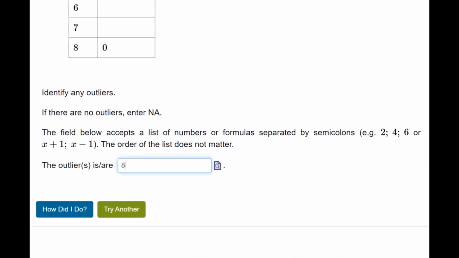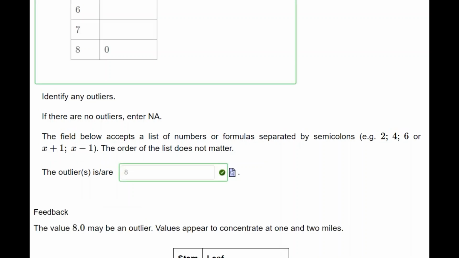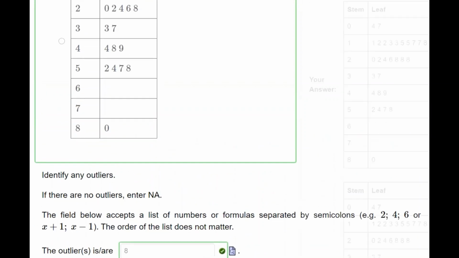Okay, now we check if we did it correctly. Okay, so it looks like both of our answers are correct because they are turned green.